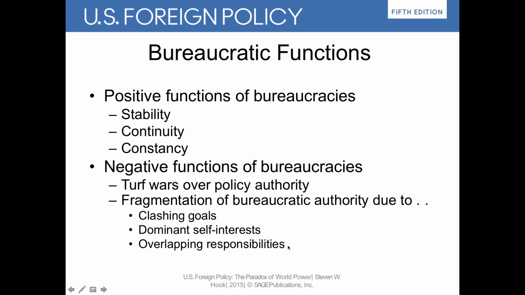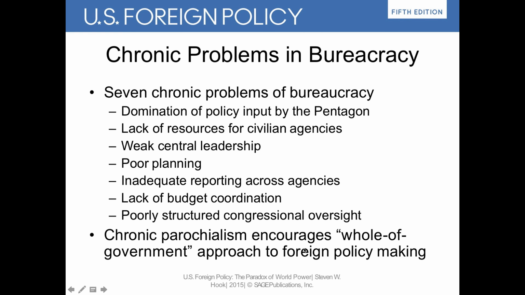And when we get to the 4 different complexes of foreign policy, starting with diplomacy today, and then the rest in a couple of days, you'll definitely see some clear overlapping responsibilities, creating clashes across the bureaucracy. These are 7 chronic problems of bureaucracy specific to foreign policy. So 1, domination by the Pentagon, lack of resources for civilian agencies as opposed to the Department of Defense, a weak central leadership, poor planning, inadequate reporting.